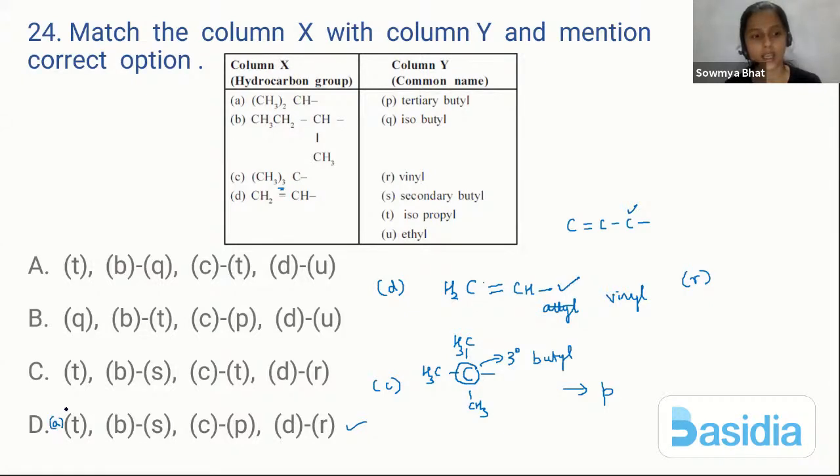Where A is going with T. A is nothing but isopropyl. There are 3 carbon atoms. So this is a propyl, and at the second position you have something attached. So this should be isopropyl, and option B here should be secondary butyl, because it's a butyl group, a butane group, and something is attached to the second position. So this should be secondary butyl.